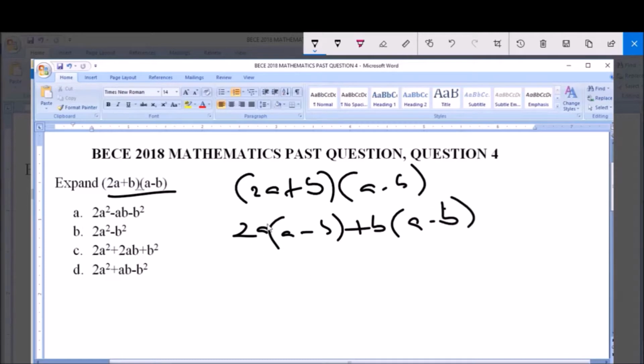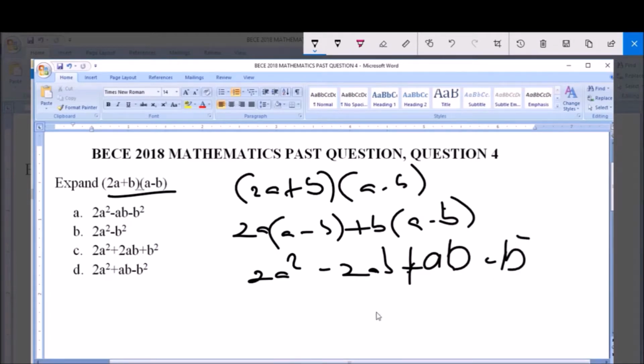Now let's continue. 2a multiplied by a gives us 2a², and 2a times minus b gives us minus 2ab. Then plus b multiplied by a gives us plus ab, and plus b multiplied by minus b gives us minus b². Remember, minus times positive always gives you minus. So now we have 2a² - 2ab + ab - b².